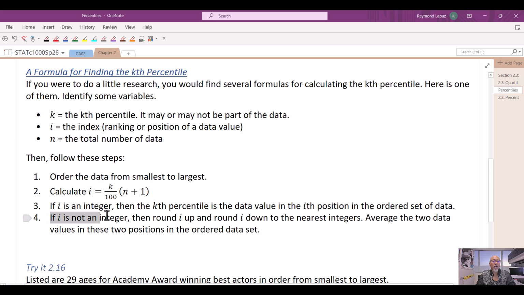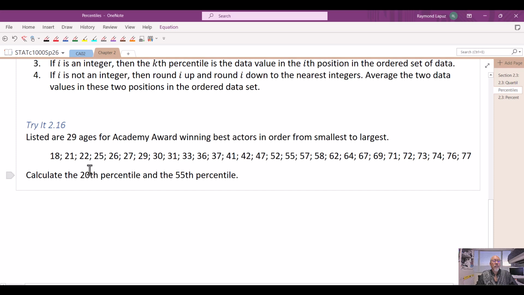If I is not an integer, then you round I up and round down to the nearest integers, and you're going to get two integers there. Then you take the average of the values in those positions. Usually when we do these calculations, it's not an integer, so we'll get to see hopefully how that works.